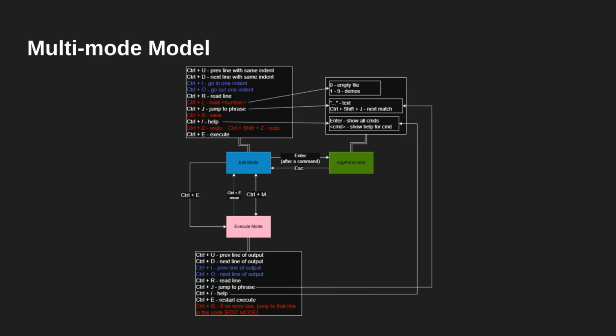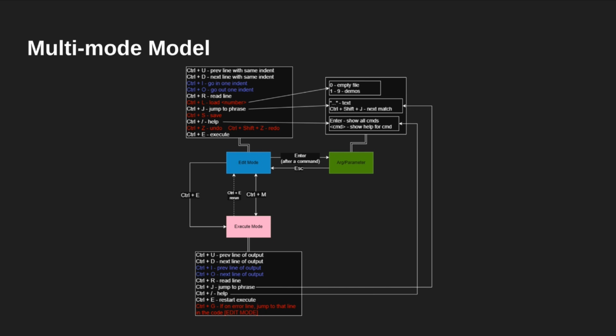The second core idea is how we structure interaction. We use three modes, edit, execute, and argument, to keep keyboard behavior predictable for screen reader users. Edit mode is for understanding and modifying code. Navigation keys move through the code structure: same indentation, into blocks, out of blocks, and reading lines.